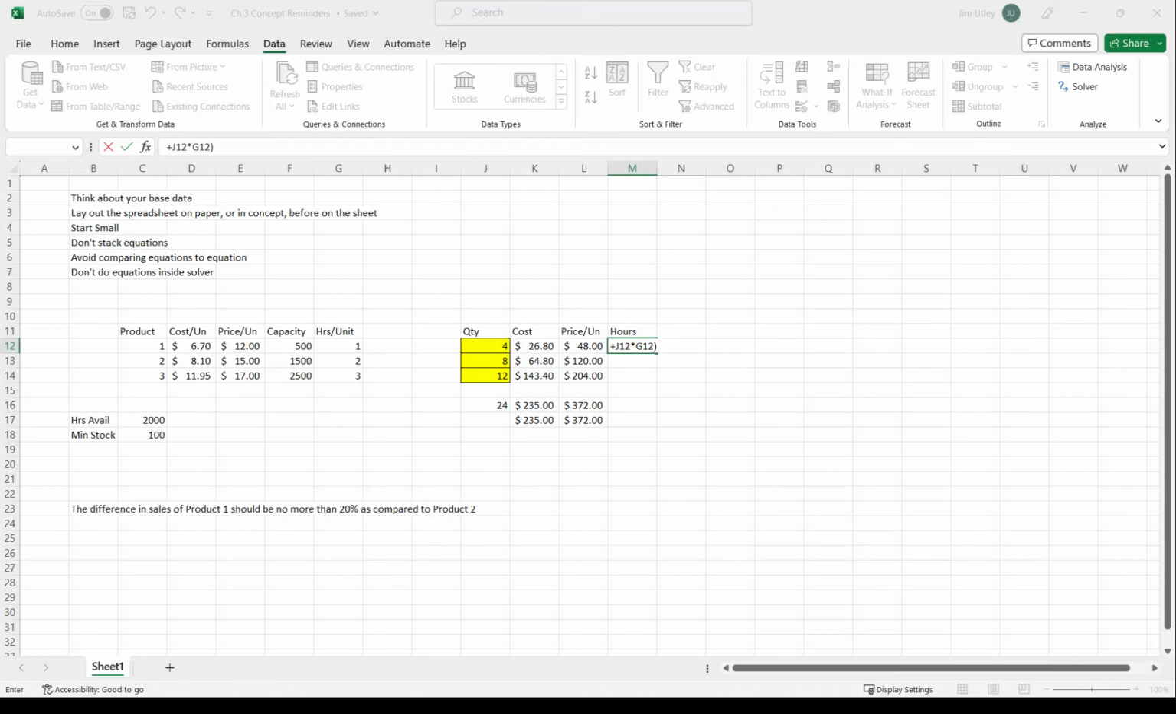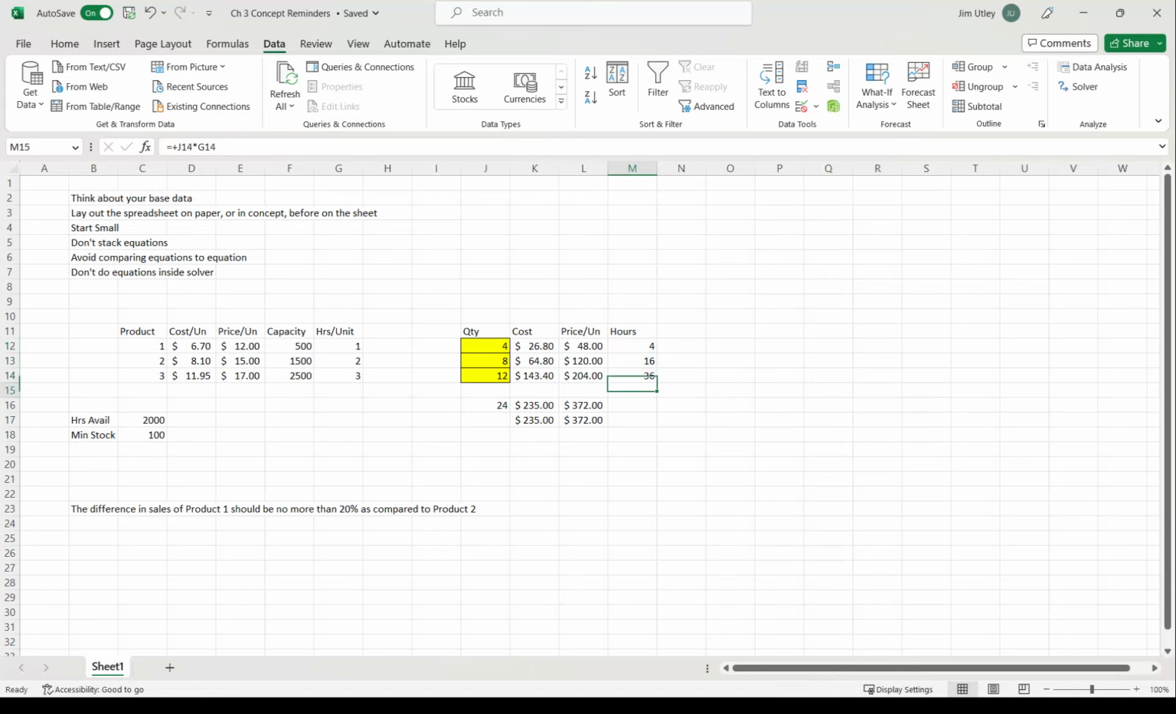Whoops. In this case, because I've copied my sum product over. There we go. Oops, these are not dollars. Format cells. It's just a number. Okay, so I've managed to get to that.